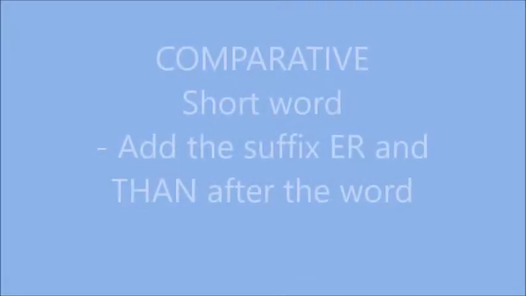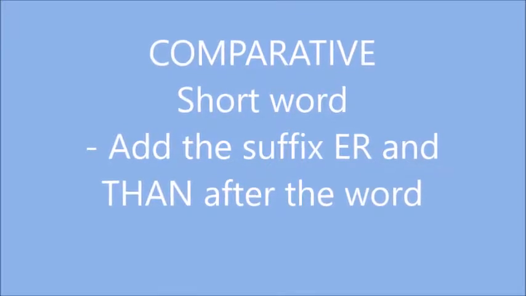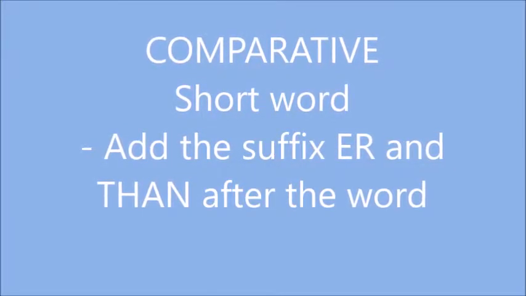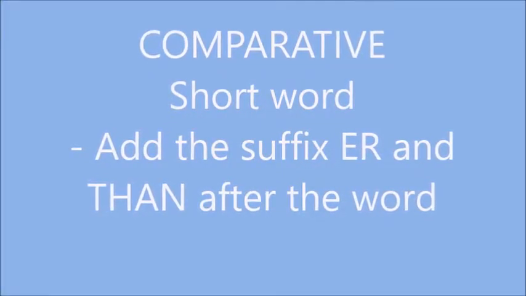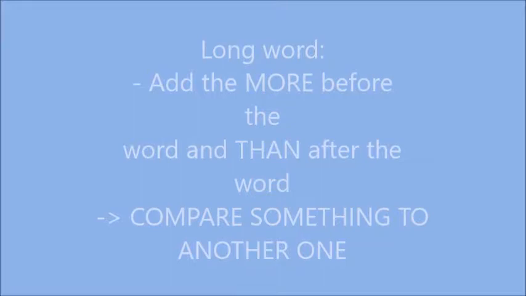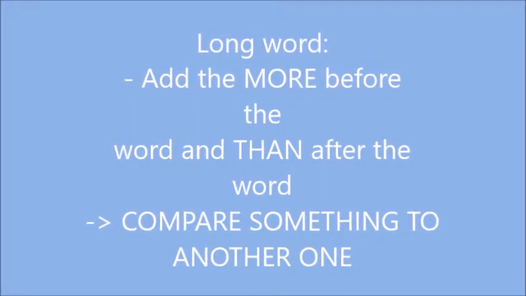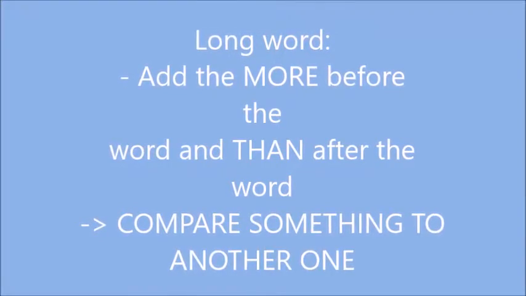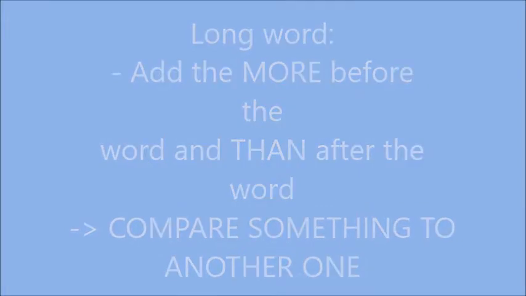So, here are the words that are used to form a comparative adjective. We use the suffix er at the end of the adjective and the word than to form a short adjective in comparative form. For long adjectives, we use the word more before the adjective and the word than after the adjective. This is how you can compare something to another one.